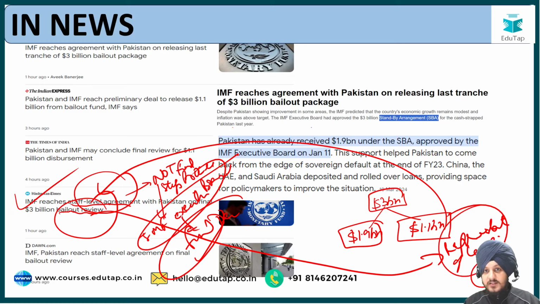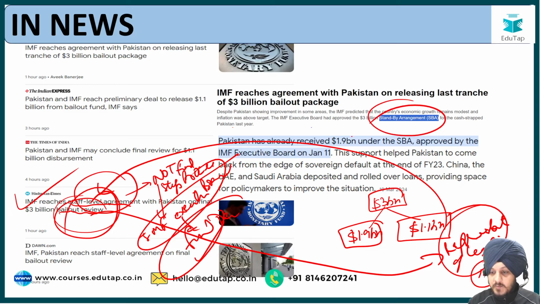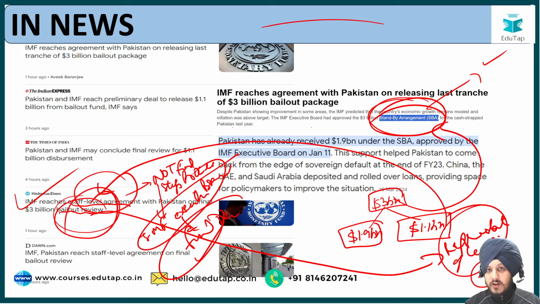So we are going to discuss the different terms that are mentioned in the different articles in the upcoming slides, such as this standby arrangement. So you should know that this $3 billion has been taken as a part of standby arrangement. We are going to cover it very soon in a detailed manner. So I hope this is clear to you.